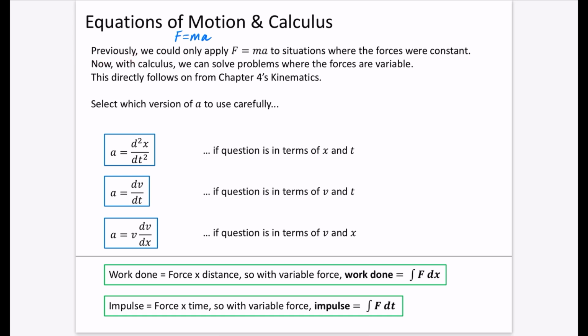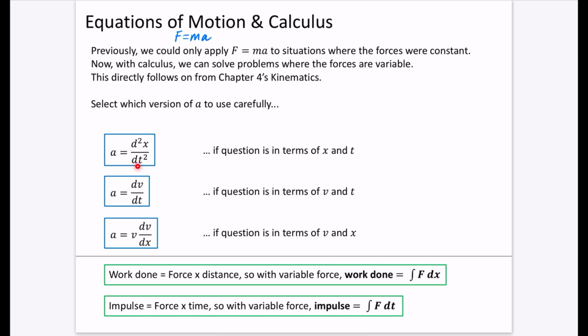Now, previously, we could only apply F equals ma to situations where the forces were constant. Now, with calculus, we can solve problems where the forces are variable. And this is actually really useful because lots of forces are going to be variable, like air resistance. Loads of things are going to vary depending on how fast something is going or what position it might be in. And like I've said before, this directly follows on from Chapter 4's kinematics.